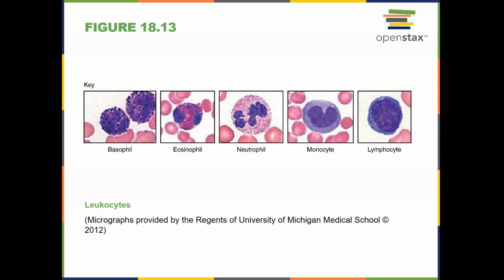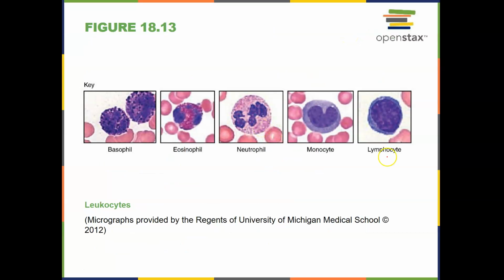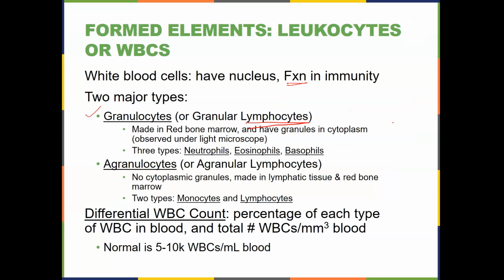Now let's move on to the white blood cells. White blood cells do have nuclei, and they function, FXN means function, in immunity. We have the granulocytes, or the granular leukocytes. Remember, all white blood cells are leukocytes. The agranulocytes do not have cytoplasmic granules.